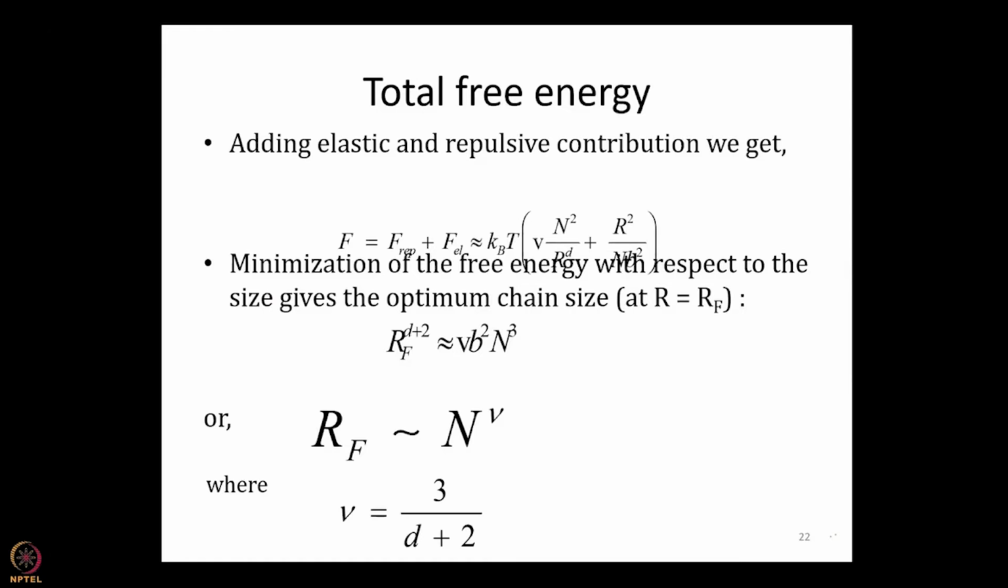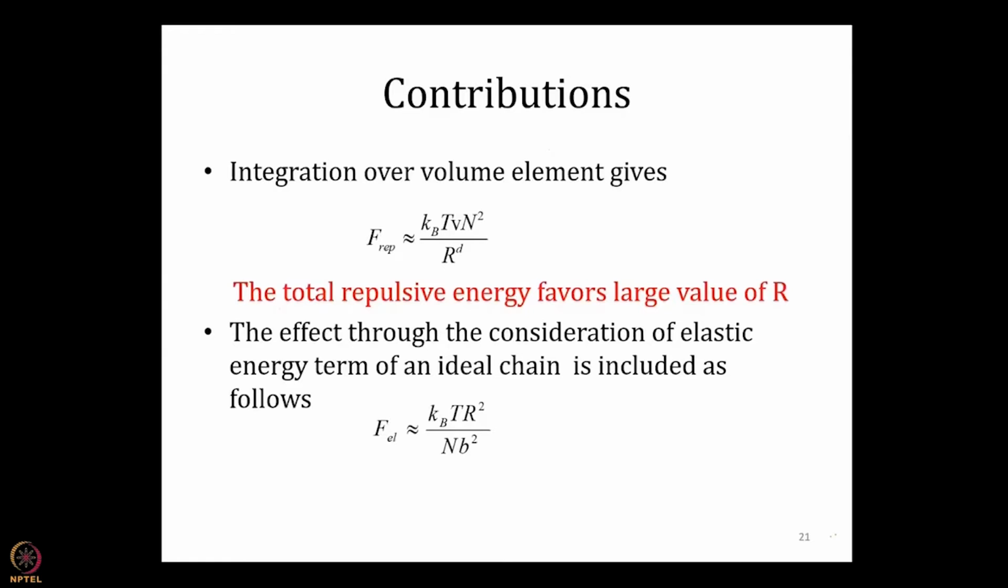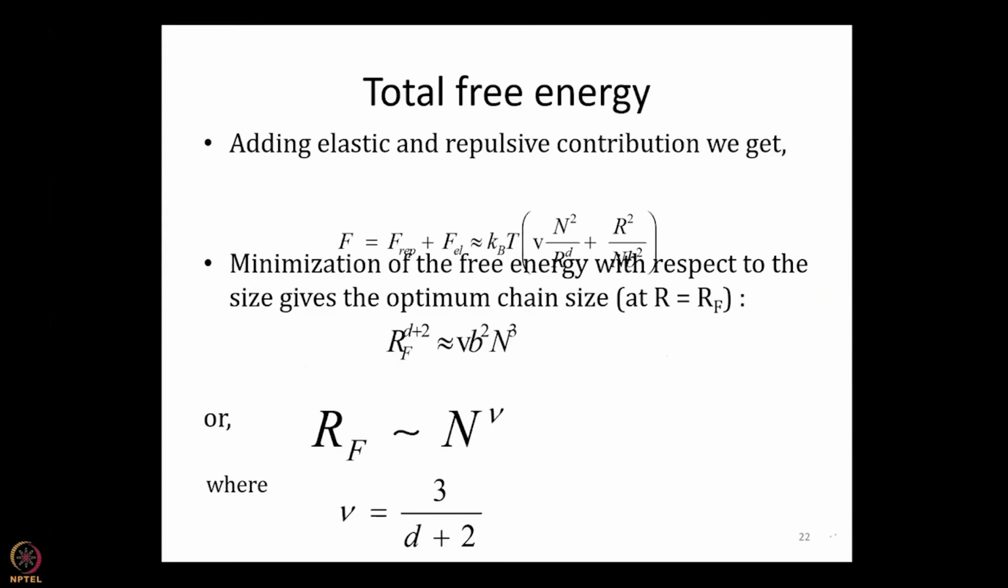When you do that, we add the two, the free energy of repulsion and the elastic term, which is an effective attraction, kind of putting it closer together. When I add them, I get this. Sorry, it's a little bit off, but we'll give you the right equation. Just the two terms are added: R square by N b square plus v N square by R to the power D.